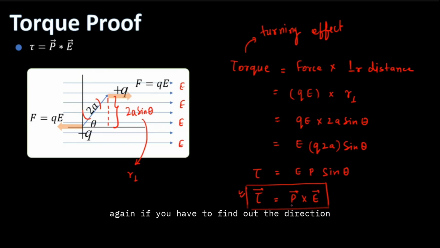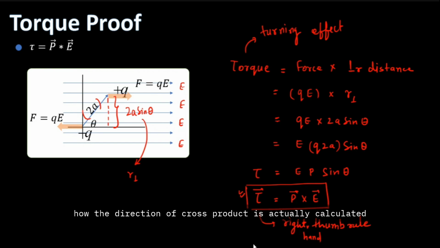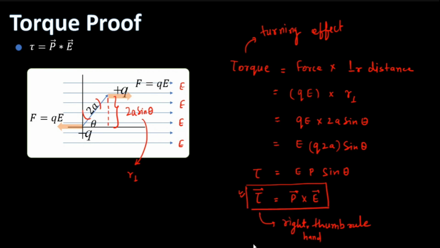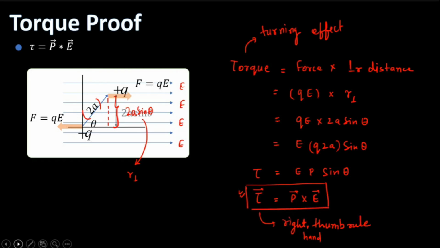Again, if you have to find out the direction of P cross E, we'll use our right hand. So the right hand thumb rule will give us the direction of this torque. And this is also something which we have already studied in previous grades. You must have done vectors, and when we were talking about vectors, we talked about how the direction of a cross product is calculated. So this is the simplest proof of torque, and again, it's important to remember this particular relation.